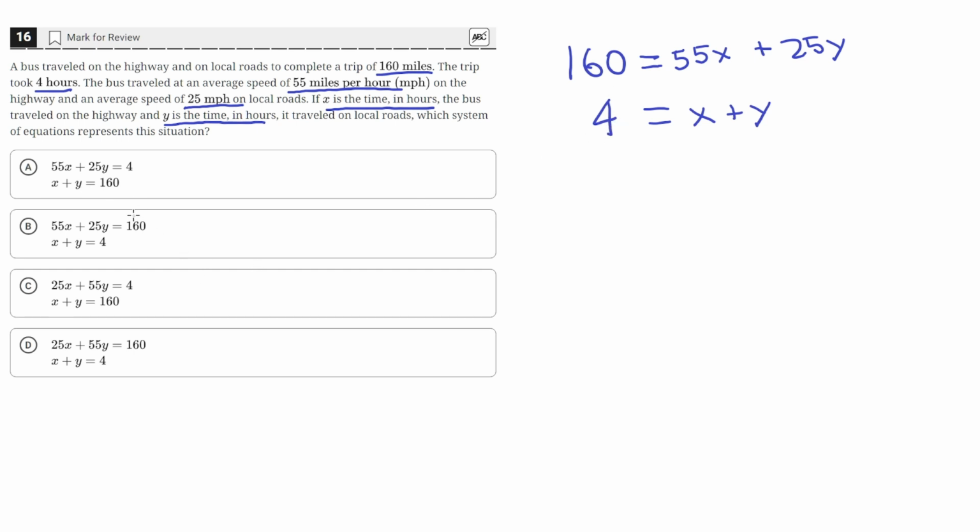And looking at these answer choices, we can see that answer choice B correctly matches this. Therefore, B is the correct answer.